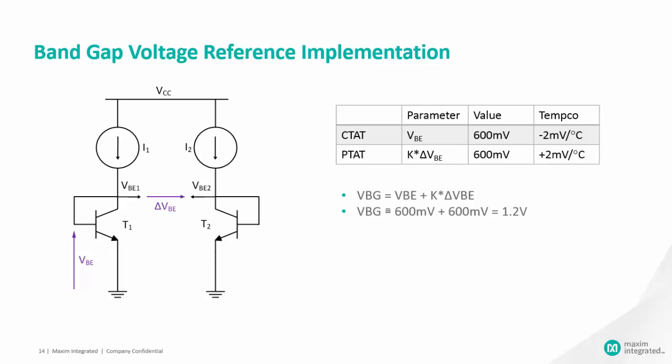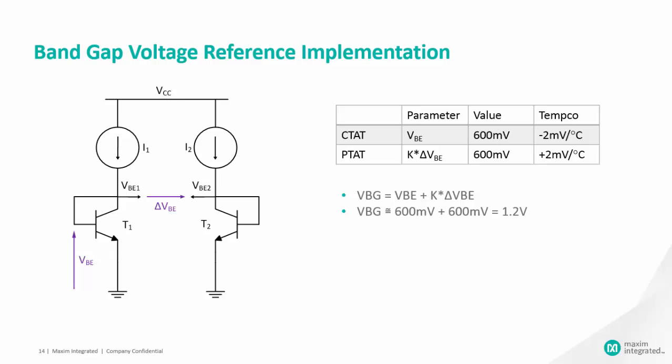The difference between the VBE of two identical transistors biased at different currents is also known as delta VBE. Luckily, delta VBE is perfectly proportional to temperature and yields a positive tempco, equal and opposite that of any VBE, when its magnitude equals that VBE magnitude. Hence, summing up equal quantities of VBE and delta VBE yields a temperature invariant voltage, exactly what we want.